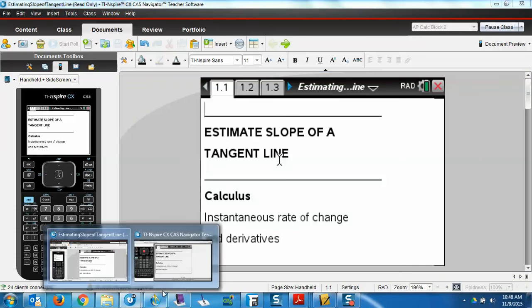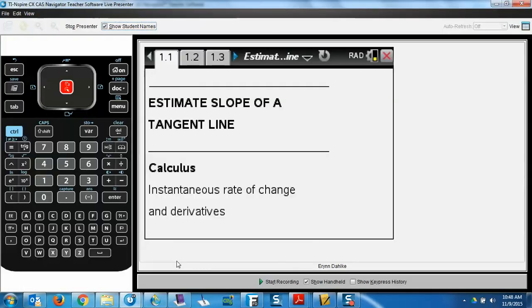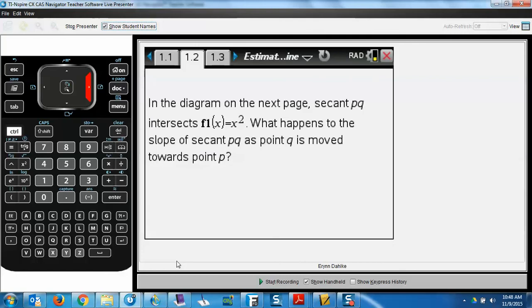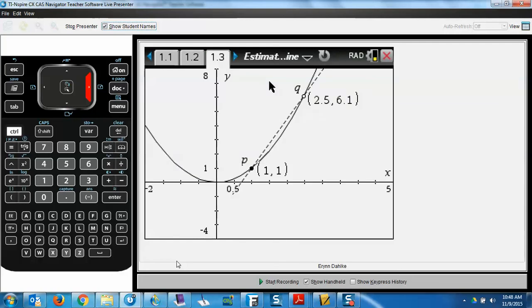Then, Aaron, if you would hit Control and the right arrow and take us to the next page. It says in the diagram of the next page, we're going to have a secant line. We've got a function x squared, and we're going to look at the secant line, which means it touches in 2 places. So if you go to the next page, okay, we have a secant line right there.